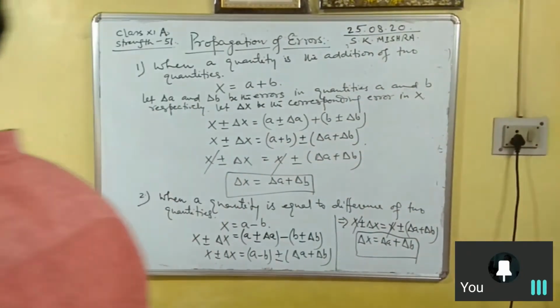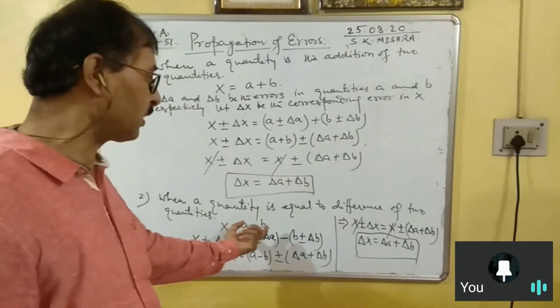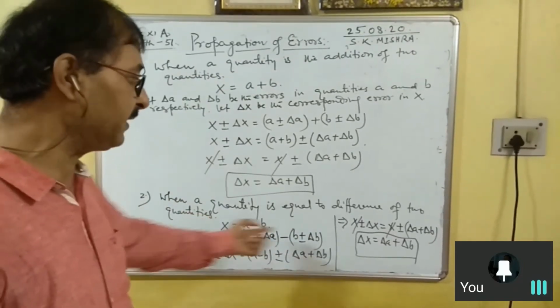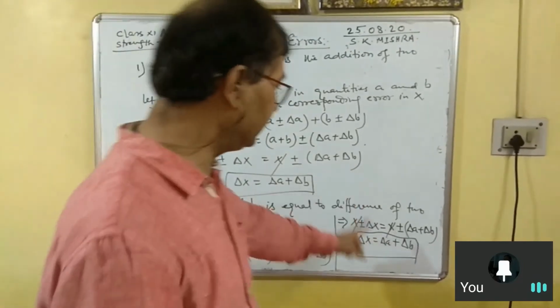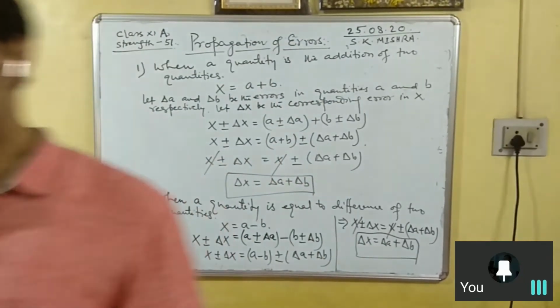So whether the physical quantity is the sum of two quantities or the difference of two quantities, the relative error, that is the corresponding error in x, will be the sum of the errors in A as well as in B. Okay, up to this portion it is clear.